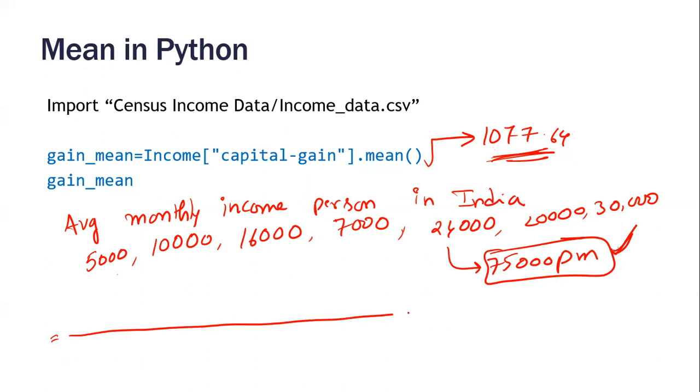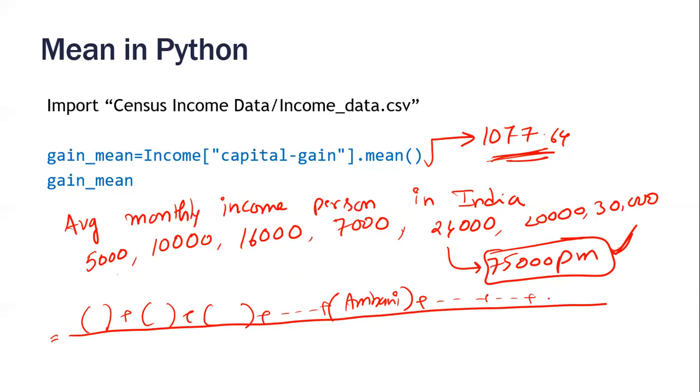How will you calculate the mean value? My income, your income, everyone else in the classroom's income, etc., etc. Everybody's income will be in the numerator. Along with us, there will be a person called Ambani. His income will also be there. Plus and so on, everybody's income plus Adani.